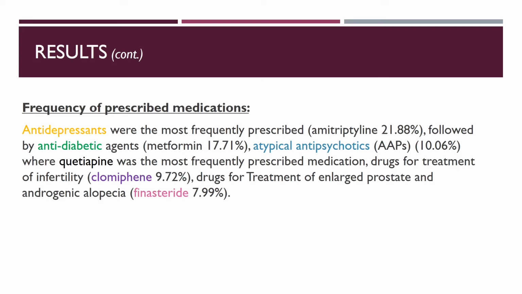Frequency of prescribed medication: the five most commonly prescribed off-label medications were the antidepressant amitriptyline, followed by the antidiabetic agent metformin. The atypical antipsychotic quetiapine was the most frequently prescribed. Drug for infertility, clomiphene. The drug for treatment of enlarged prostate and androgenic alopecia was finasteride. So these are the most common medications encountered in our study.